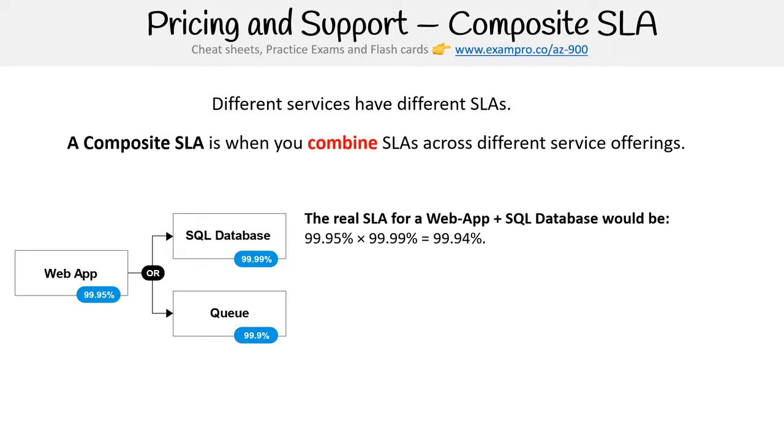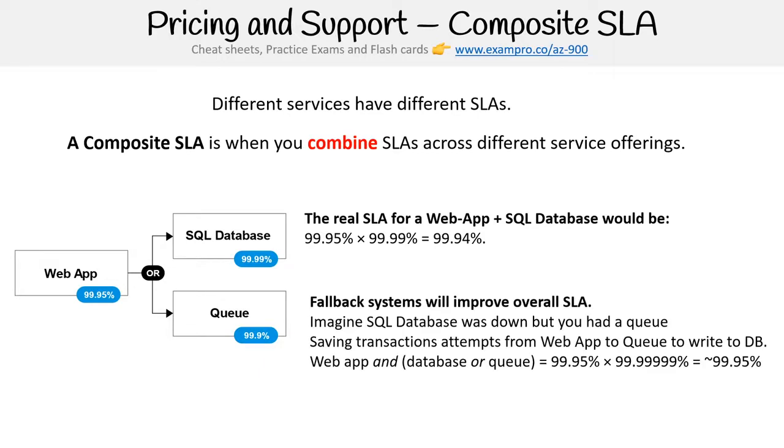So how could we improve our SLA and consider that in our design so we get the SLA that we want? What you can do is add in fallback systems that will improve the overall SLA. If you logically think about it, it makes sense why that would work. Imagine you have that SQL database and it goes down. But if you had a queue, and that queue was saving all the transaction attempts that the web app was trying to write to the database, it wouldn't matter if the database went down, because once the database went back up, all those transactions would be there, and then those transactions would complete.